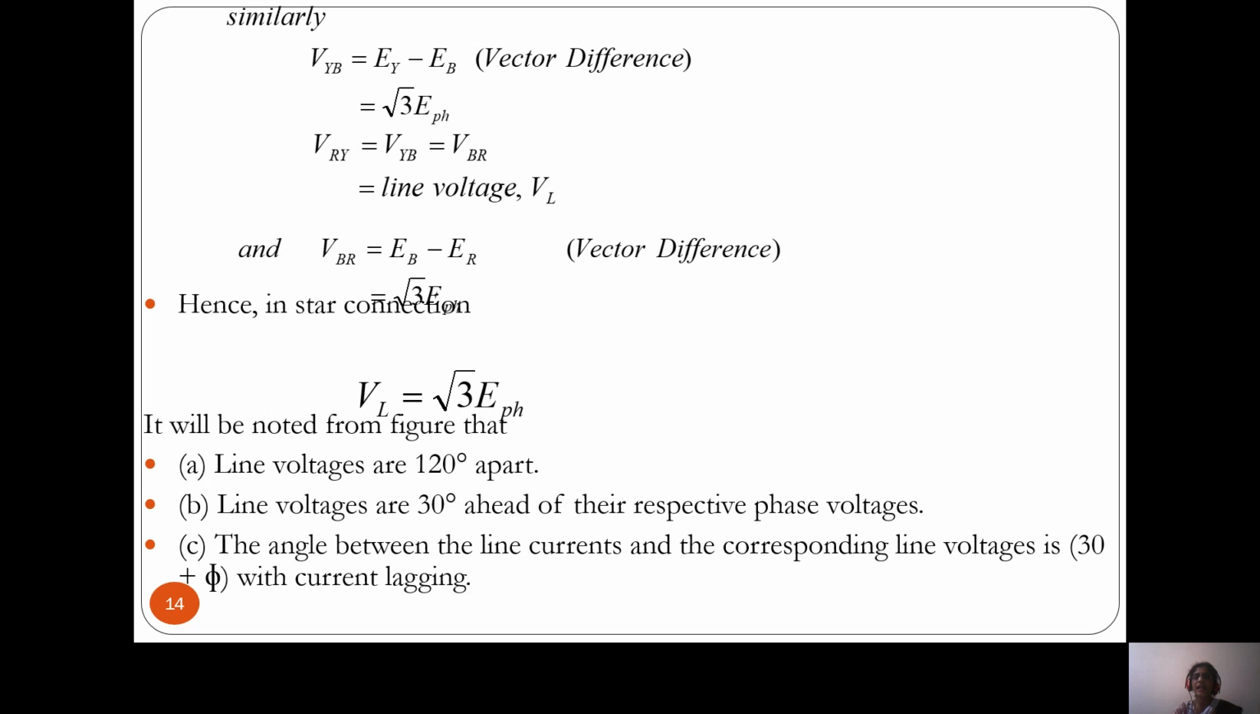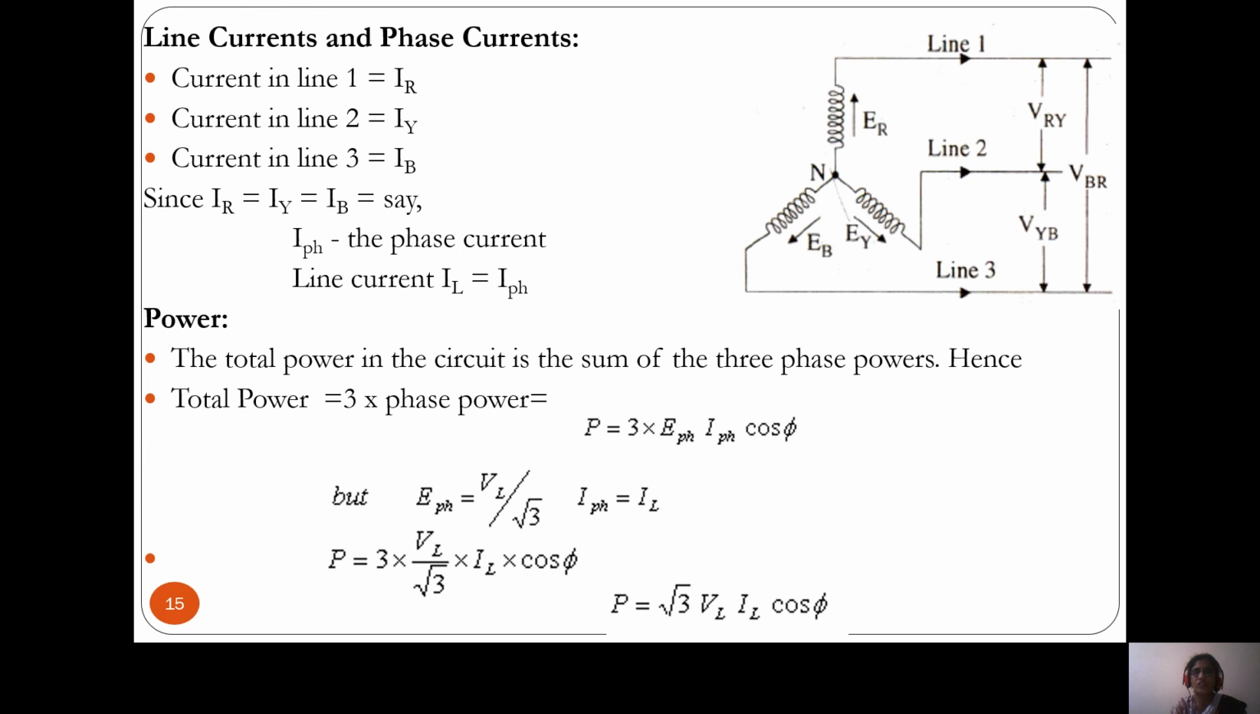So, the angle between the line currents and the corresponding line voltage is 30 plus or minus 5 with the current lagging. So, in star connection, line voltage is equal to √3 times the phase voltage and line current is equal to phase current. In the last we discussed line voltages and phase voltages and phase currents. Now we discuss line currents and phase currents.